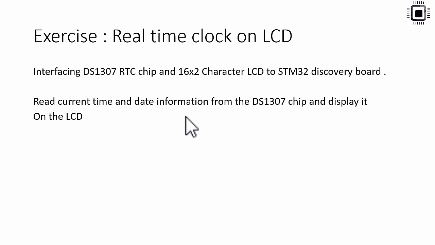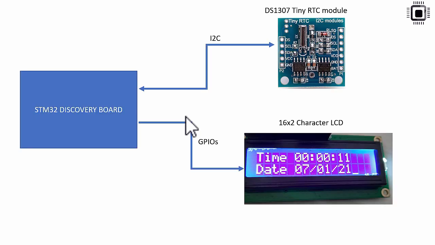We are going to read the current time and date information from the DS1307 chip, and we have to display it on the LCD. This is how our circuit overview looks. So we have the STM32 discovery board, and you have to interface the DS1307 tiny RTC module. It's a very low cost RTC module, based on the DS1307 RTC chip, pretty famous in the Arduino community. We use this in Arduino projects, and you can get it in any online electronic shop.